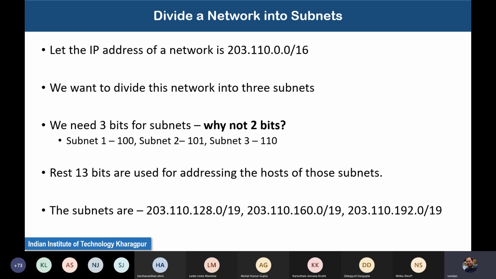Well, now to divide it into 3 subnets, how many bits do I need? Well, I need 3 bits. Why not 2 bits? Because using 2 bits, I can get 4 subnets. And out of that, I need to subtract 2, because one IP address will be used for the network IP, and one IP address will be used for the broadcast IP. That means I should never use the all zeros and all ones subnets. We'll see why you should avoid all 0 and all 1 subnets in a couple of slides from now, but while designing, you should try to avoid that.